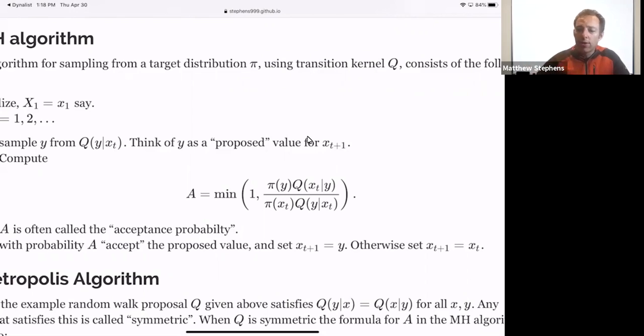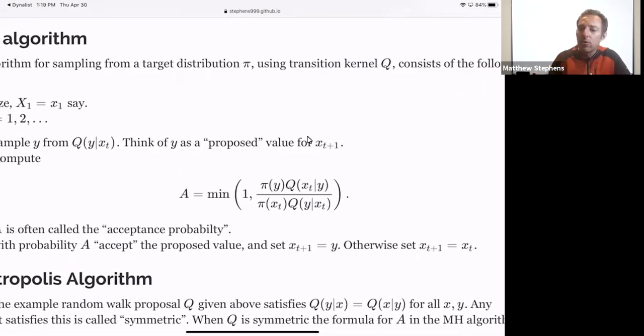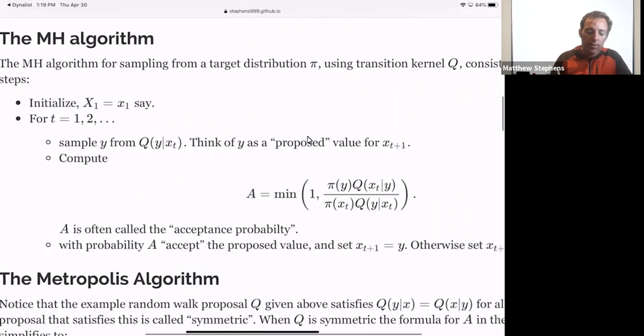It's really important to stay where you are and not just to keep going until you accept something and then update xt plus 1. It's really important to do this so xt plus 1 actually is equal to xt, because it's one of the ways that the Metropolis Hastings algorithm makes sure it has the right stationary distribution. Remember, the goal here is to have a Markov chain whose stationary distribution is pi. And one of the ways it does that is to stay where it is more often in places where pi is big. We'll see that again later.